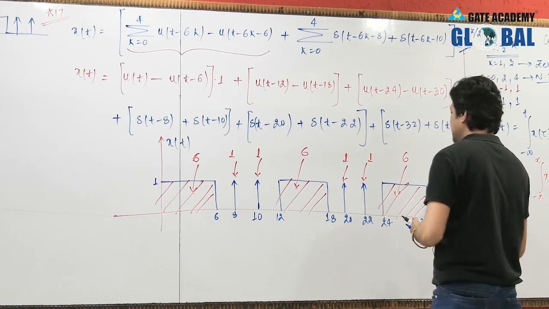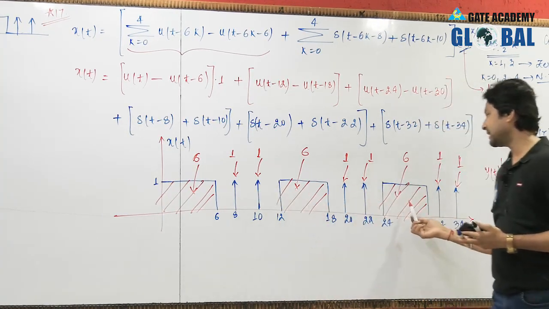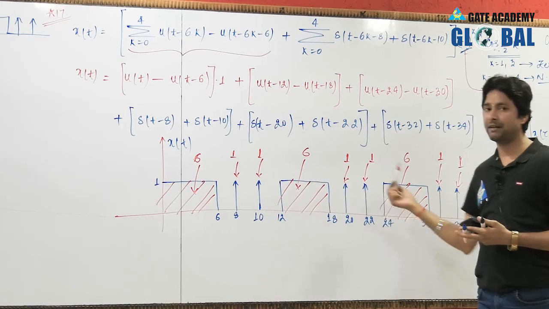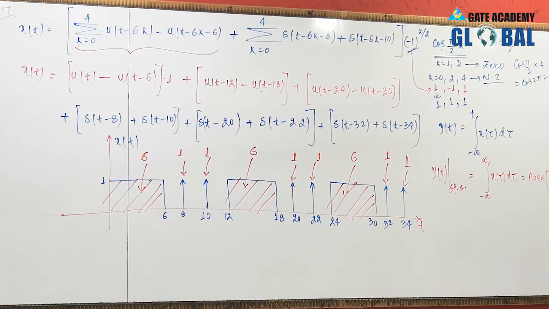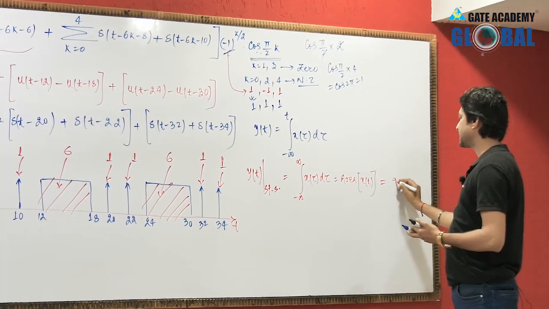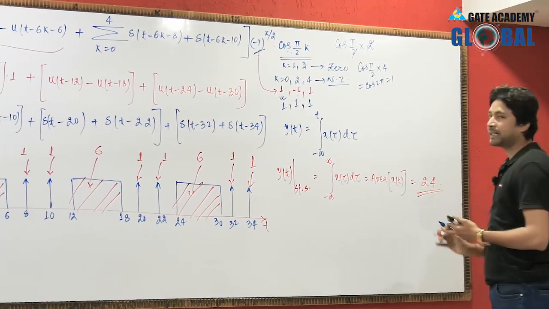So, if you count the total area, 3 times 6, that is 18, and 6 impulses having area 1. Therefore, the total area you can easily evaluate as 18 plus 6, that is equal to 24, and it is the correct option.